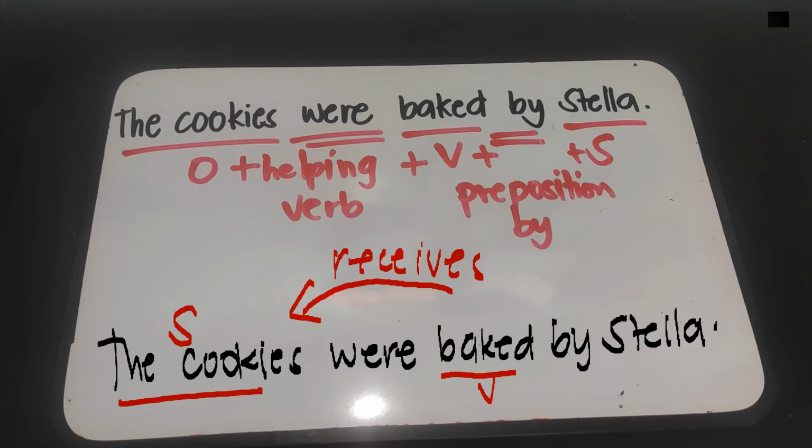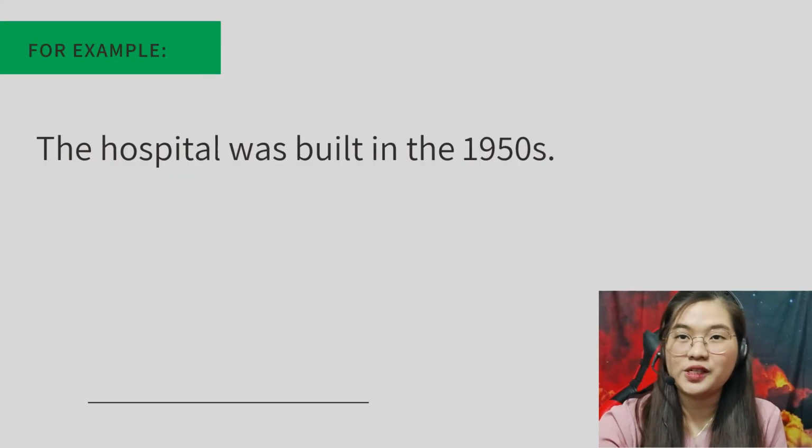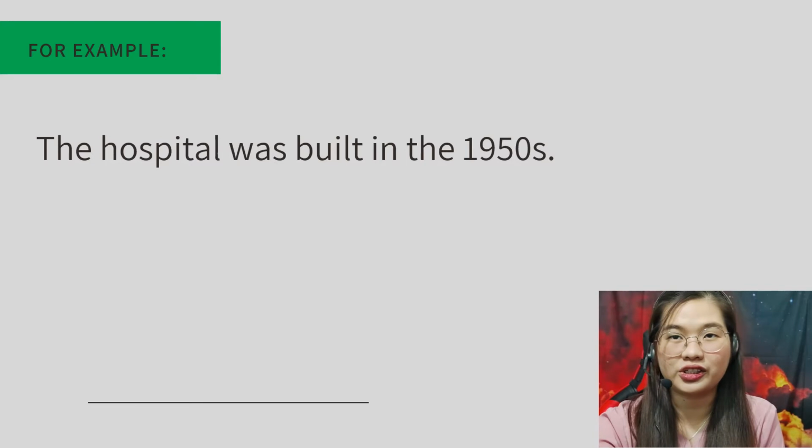Now, the cookies were baked by whom? The cookies were baked by Stella, which is now our object. And that is how passive voice works. But sometimes the person or thing who is doing the action is unspecified or unknown. For example, the hospital was built in the 1950s. The hospital was built in the 1950s by whom? The one who did the action is unspecified, yet it is still in passive voice.